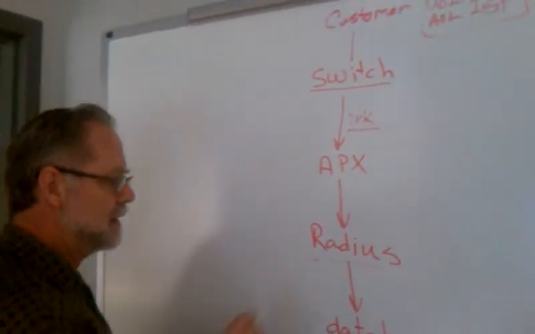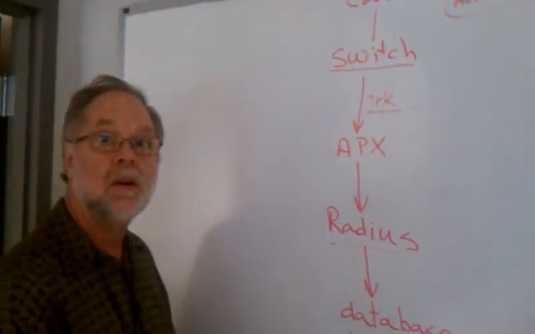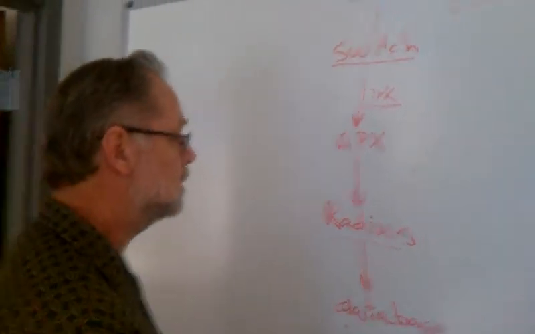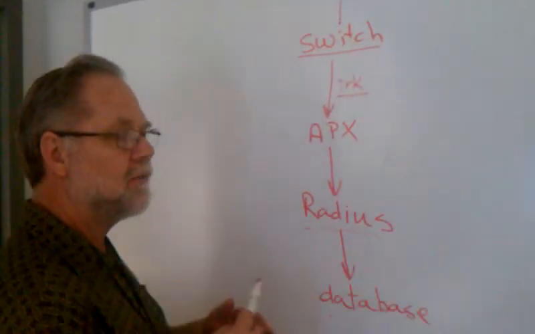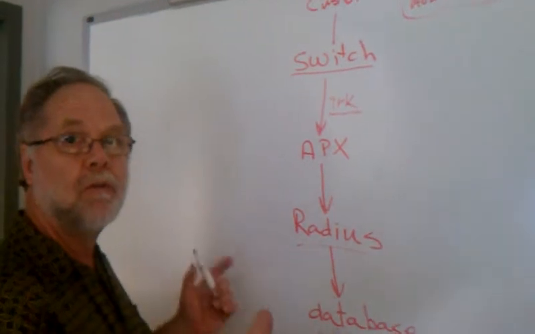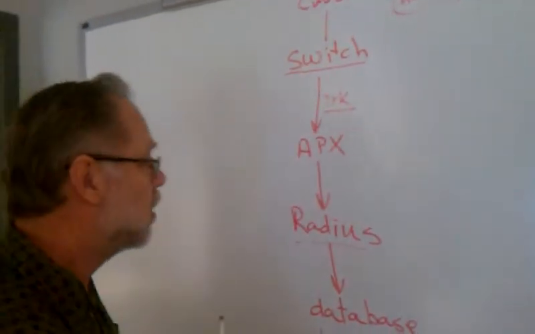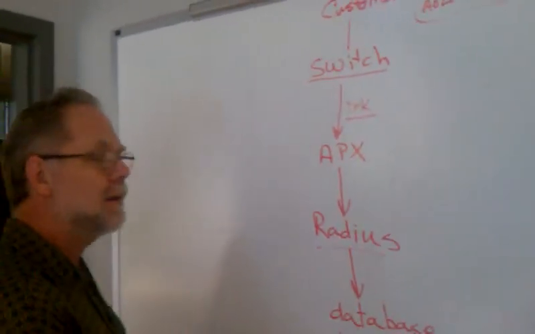The radius then queries this Oracle database to see if that customer is allowed on the network. Does each radius server have its own database server? Yes. If there's a pair, there's one database for a pair. Yes. That kind of defines a pair.